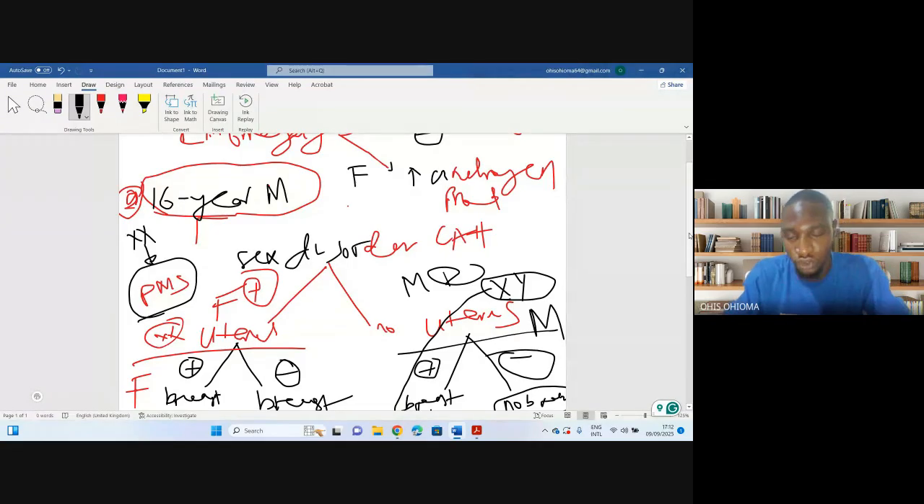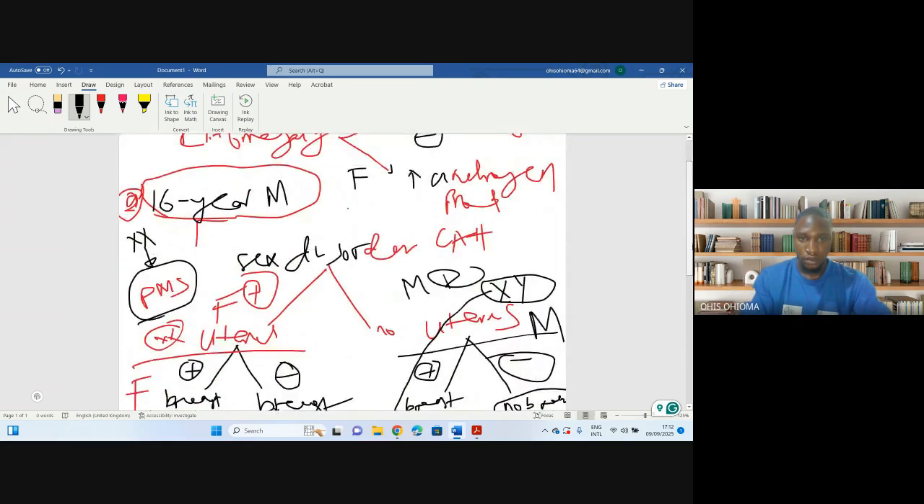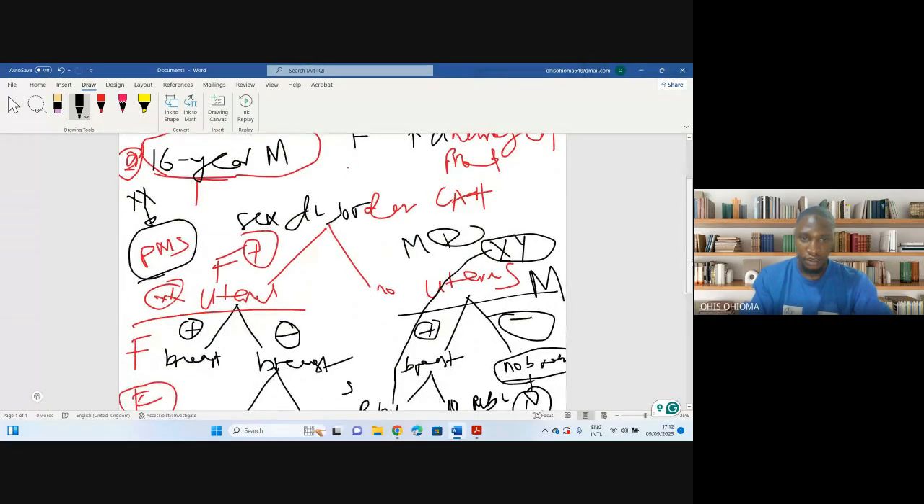When you have a question on sex disorder, there are certain things you have to look for in the question. It's very tricky, and the examiners know how to twist this question to make it a bit difficult for students. So you look at the uterus. If the patient has a uterus, you'll be thinking more of a female. If the patient does not have a uterus, you can be thinking whether the patient is a male or a female.